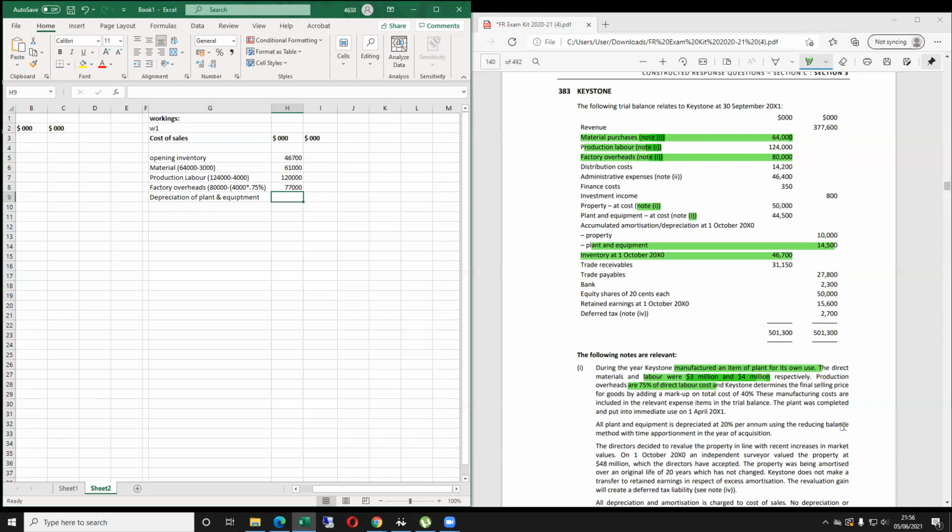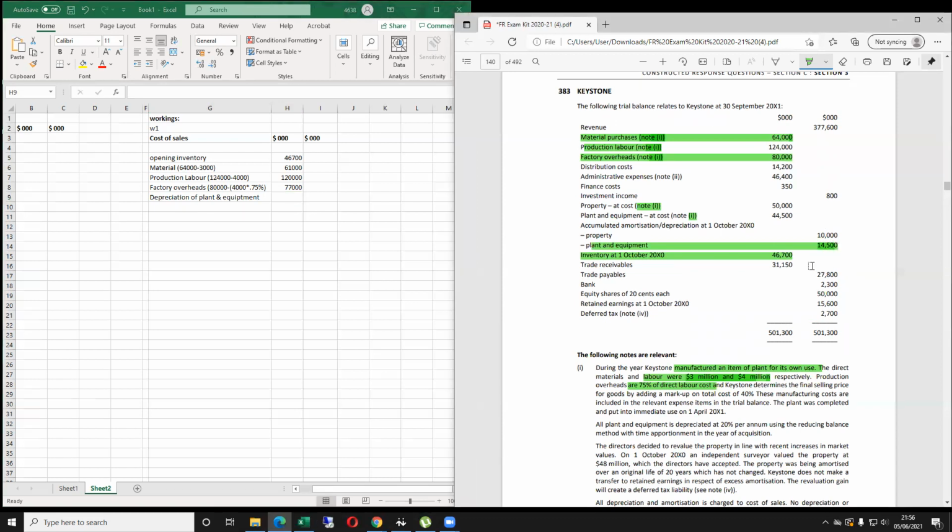So depreciation, we need to calculate depreciation, right? We have the information given, 14 million. This trial balance figure we don't need for the profit and loss, we need it for depreciation. That depreciation will go in the cost of sales, and this figure will go in the profit and loss. This is for the SOFP.